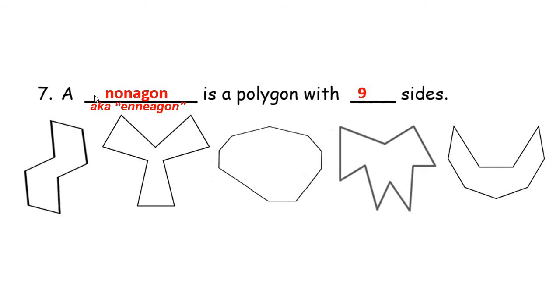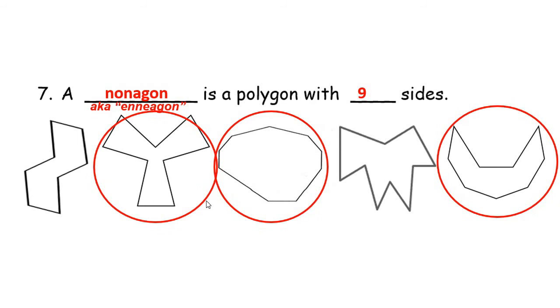The next one is a nonagon. That's the most common term we use here in the United States, a polygon with 9 sides. Other countries, including England, use the word n-gon to describe them as well, but we'll use nonagon in all of our lessons. Pause this video and find all of your nonagons. You should have circled these 3 shapes, our nonagons, 9 sides.